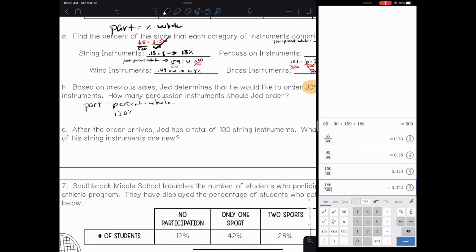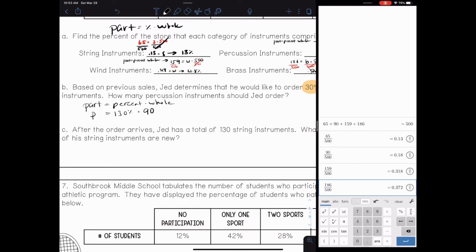Because he wants to order, he has 100% of them. Now he wants 30% additional, so he's going to have 130%. All right. Well, how much does he have right now? Well, right now he has 90. And we'll see what we have. So that's the missing value P.